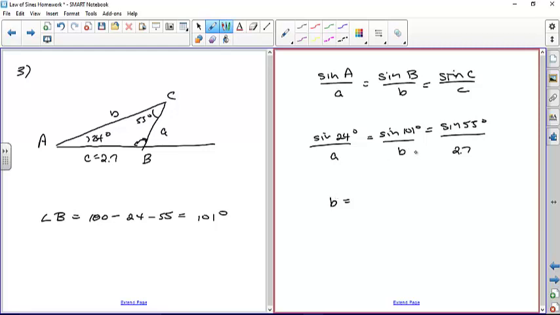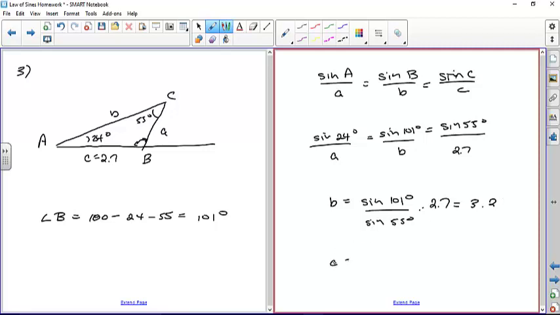So there you go. And then we move everything else to the left-hand side, and then we can flip them around. So we'll have the sine of 101 degrees divided by the sine of 55 degrees, and move this up. So this comes down, this goes up. So that's times 2.7. So we get the sine of 101 divided by the sine of 55 times 2.7. And I get 3.2.